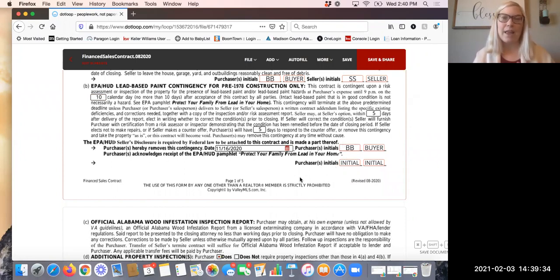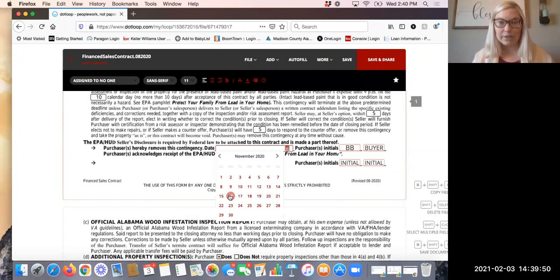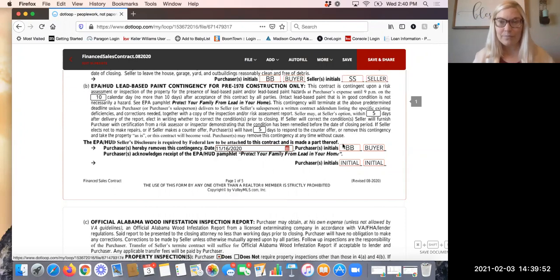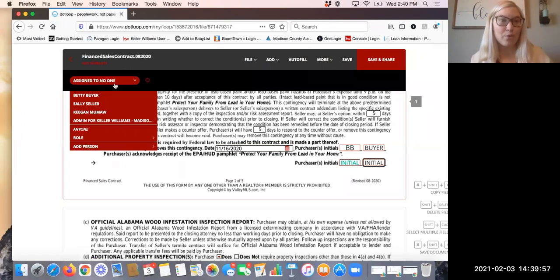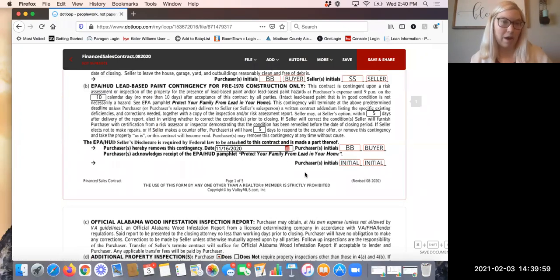But the important part is these 2 right here, top or bottom. This is not a they-initial-both type thing. This is either they initial the top or they initial the bottom. They are going to initial the top if it is post-1978 construction. So if the house was built after 1978, you're going to click today's date, and they're going to initial the top one, and you're going to go in and remove the initials on the bottom one so they don't initial it.